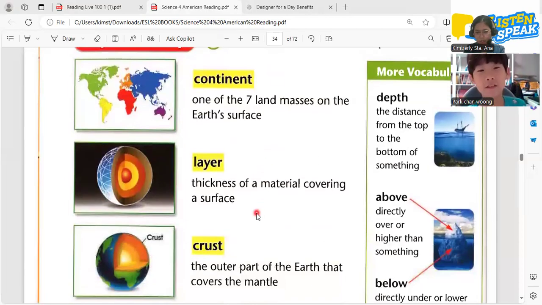The first word is continent. Our planet has different land masses, and we divided it into continents. We belong to the continent named Asia. You know every continent: Asia, Europe, Africa, North America, South America, Australia.